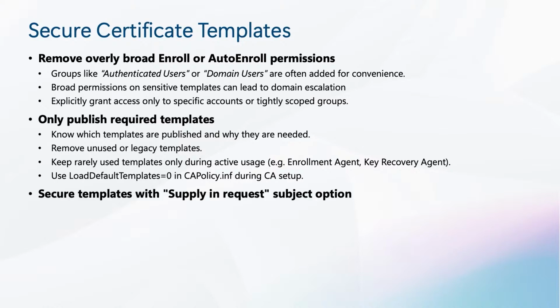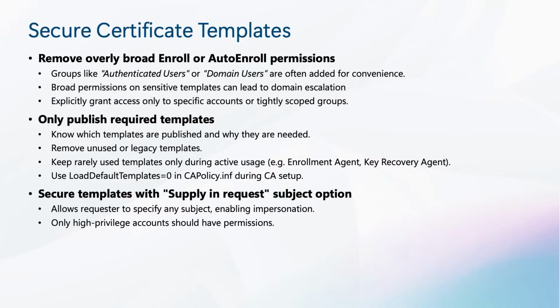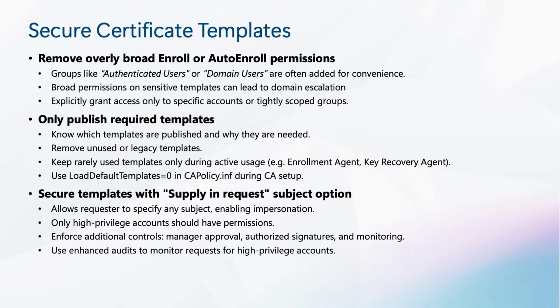And a more serious risk comes from the templates that use the supply in request option for subject. It lets the user decide what subject or SAN to put in the certificate, which can lead to impersonation if not controlled. This setting should only be used by privileged accounts, ideally with extra checks like manager approvals, authorized signatures, and tight monitoring. As we covered in the enhanced audit topics, the audit events 4886 and 4887 now include the template name, subject, and SAN details.